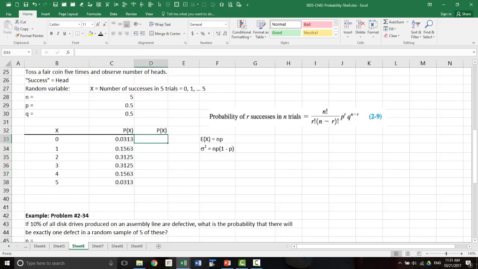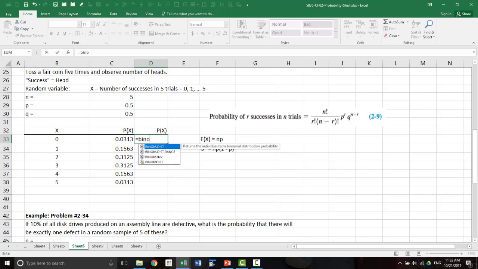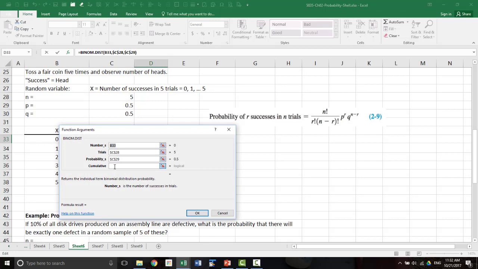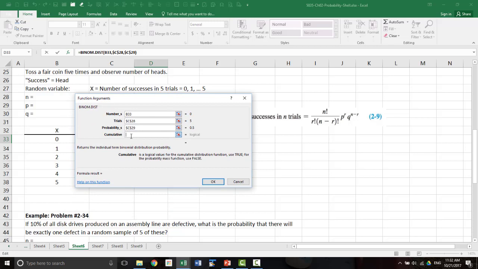Now Excel also has a function that can directly give you the binomial probability, and that is called binomial distribution. You need to give the number for which we want the probability, so that is r. The second is trials, which is the number of trials. That has to be absolute referenced. And then the probability of success. So here probability of success comes from that. Again, that must be absolute referenced. And the fourth parameter is optional.